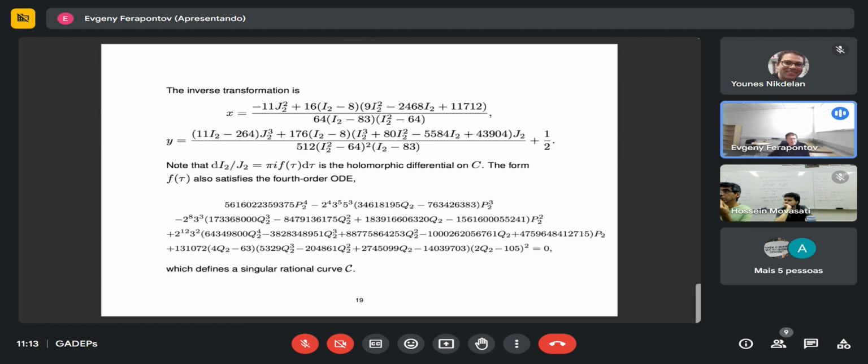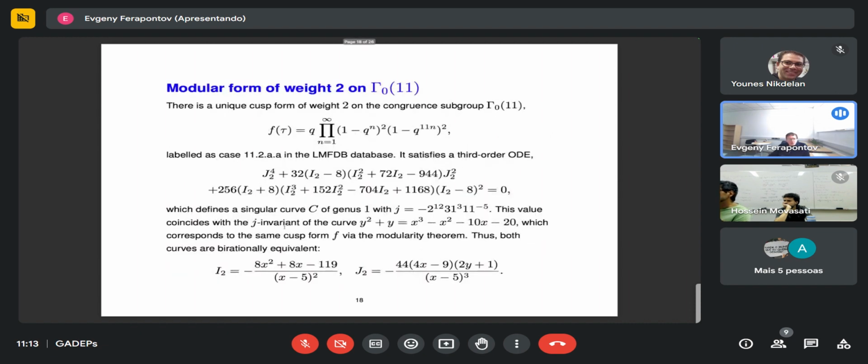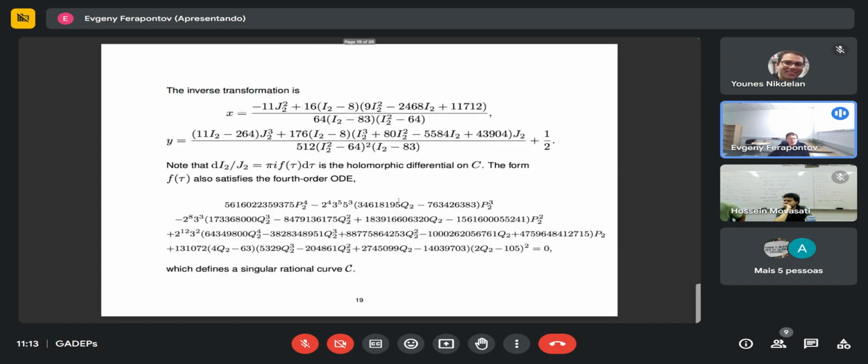Okay, and if you calculate this dI2 over J2, it turns out that this is the holomorphic differential on the previous curve, on this curve. If I calculate the holomorphic differential of this curve, then I get dI2 over J2, a very simple answer. And it equals pi I f of tau d tau, right? As in the modularity theorem.